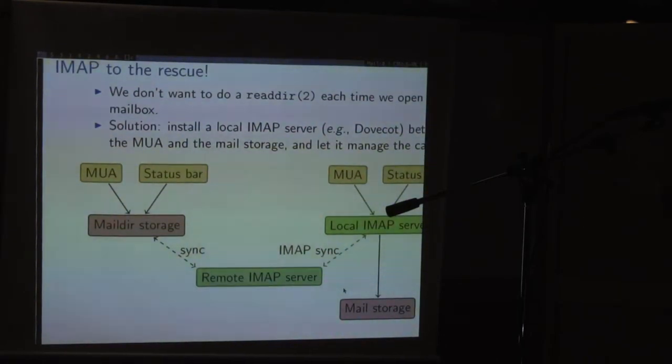In the picture, this is what I mean. I have two clients that access the mail storage, and then they are synced using offlineimap to the remote IMAP server. What I would suggest is to move from the left picture to the right one. That is, I teach IMAP to my mail client and to the status bar, and then I connect them to the local IMAP server. I have an IMAP server on my laptop right now, for instance. And then I use IMAP synchronization instead of Maildir to IMAP synchronization.